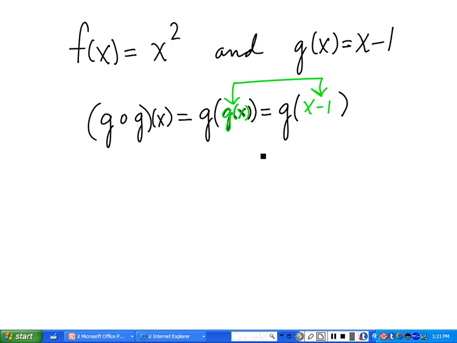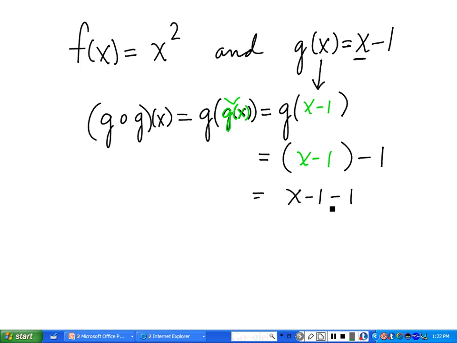Now look at the g function, and we're going to replace this x here with x minus 1. So wherever I see an x, put x minus 1 in its place. So you go ahead and put a parenthesis, minus 1. This was where the original x was, but we'll put x minus 1 in its place. So what do we have now? We have x minus 1 minus 1. These are like terms, so we must simplify, and it becomes x minus 2.